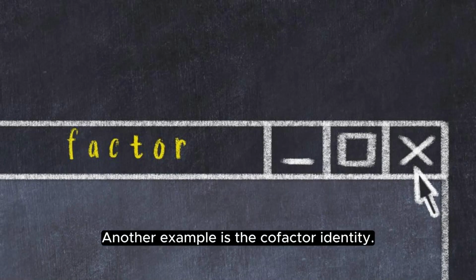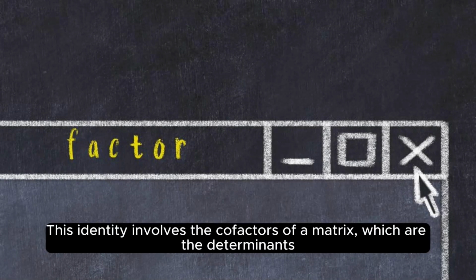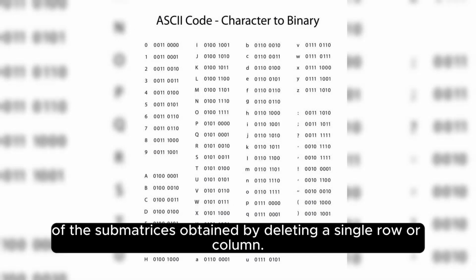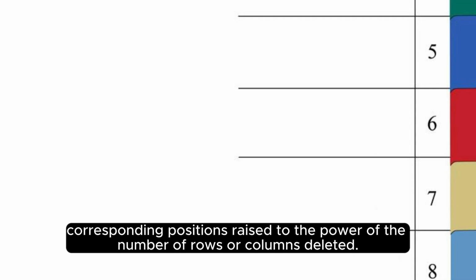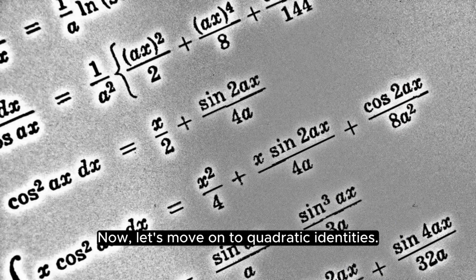Another example is the cofactor identity. This identity involves the cofactors of a matrix, which are the determinants of the submatrices obtained by deleting a single row or column. The cofactor identity states that the cofactor of a matrix at a certain position is equal to the product of the values of the matrix at the corresponding positions raised to the power of the number of rows or columns deleted. Now, let's move on to quadratic identities.